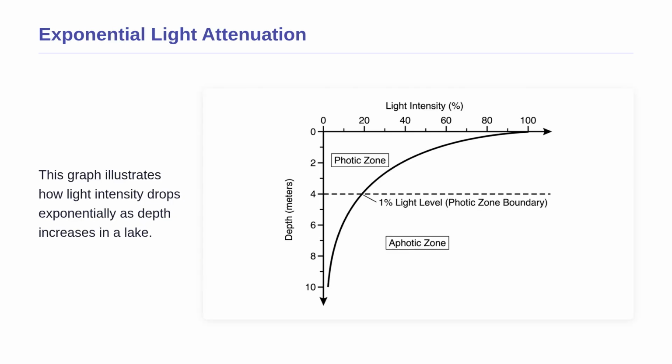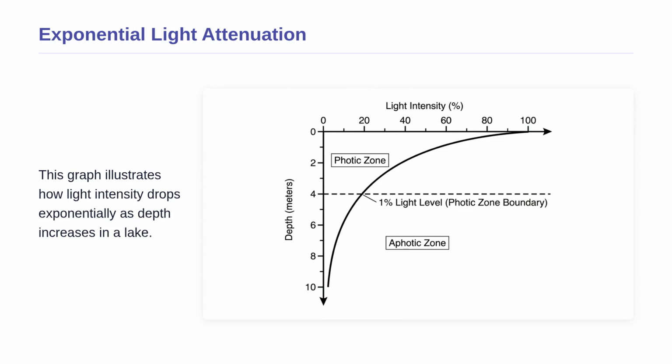Let us visualize what we just calculated. Here you are looking at an exponential light attenuation graph. Notice that the horizontal axis at the top represents light intensity as a percentage, while the vertical axis represents depth in meters, increasing as you go down. The solid curve shows the light intensity dropping rapidly right near the surface.